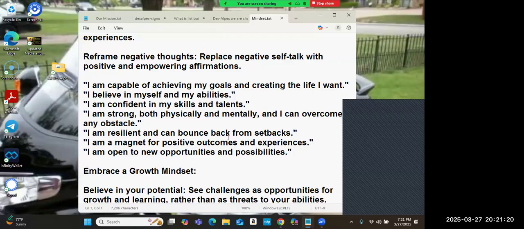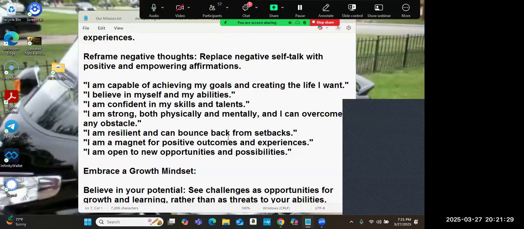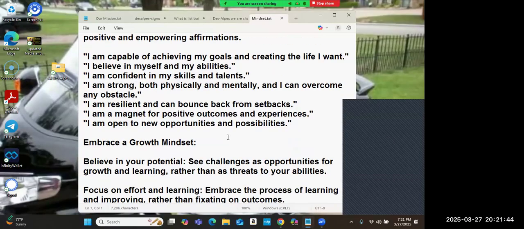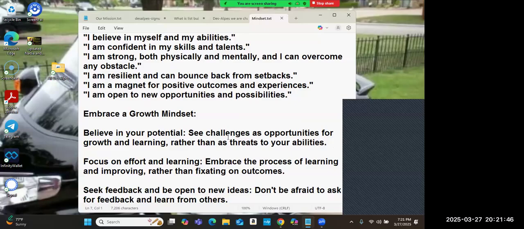Replace negative self-talk with positive and empowering affirmations, such as I am capable of achieving my goals and creating the life I want. I believe in myself and my abilities. I am confident in my skills and talents. I am strong, both physically and mentally, and I can overcome any obstacle. I am resilient and can bounce back from setbacks.